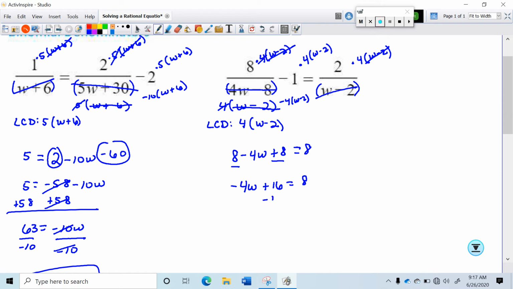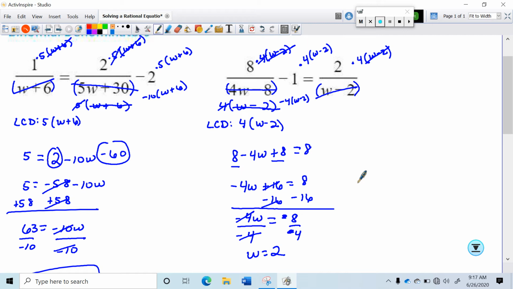I'm going to subtract 16 from both sides. Negative 4W, opposites cancel. 8 minus 16 is negative 8. Divide both sides by negative 4. Top cancels with bottom. W equals, negative on the top cancels with the negative on the bottom, 8 divided by 4 is 2.